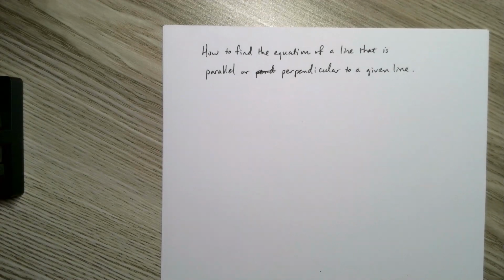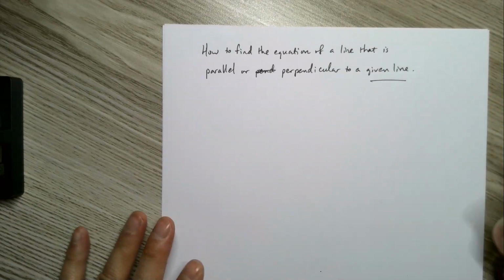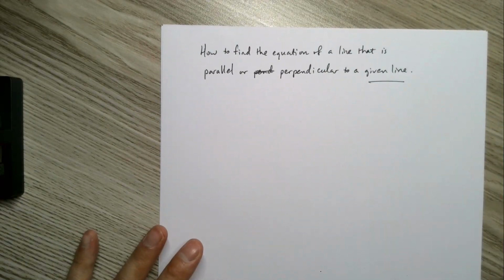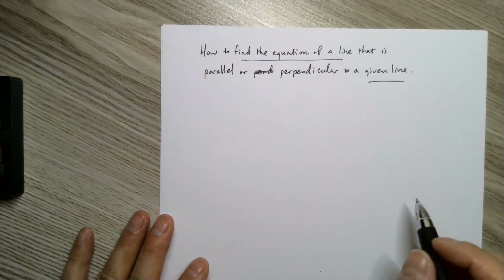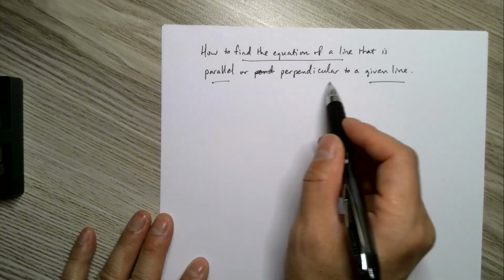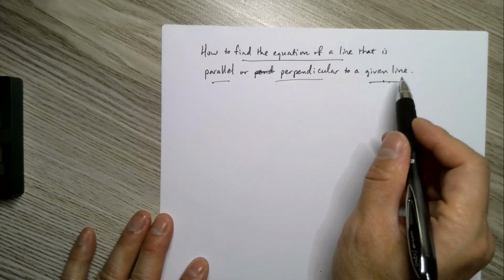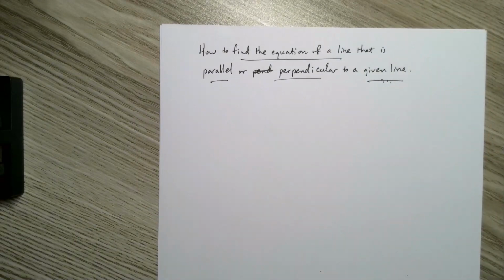Hello again. Today we're going to find out how to find the equation of a line that is parallel or perpendicular to a given line. When I say given line, that means the equation of a line is given to you, and you're going to find the equation of a line that is either parallel or perpendicular to that given line. And you also need to know another piece of information, maybe like the y-intercept, something like that.